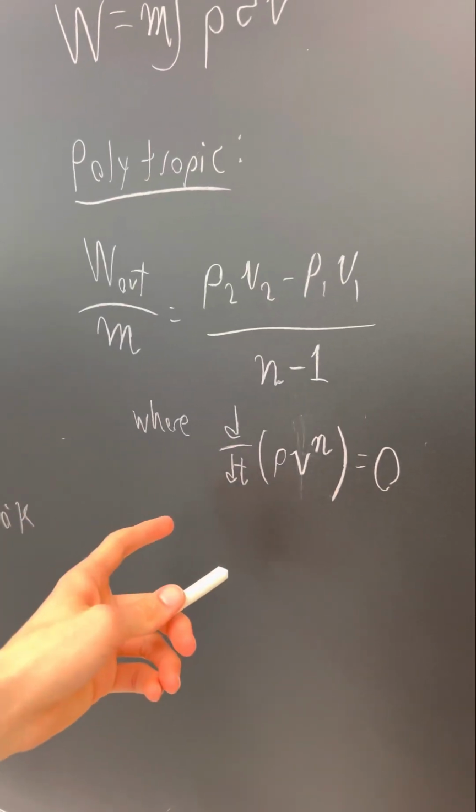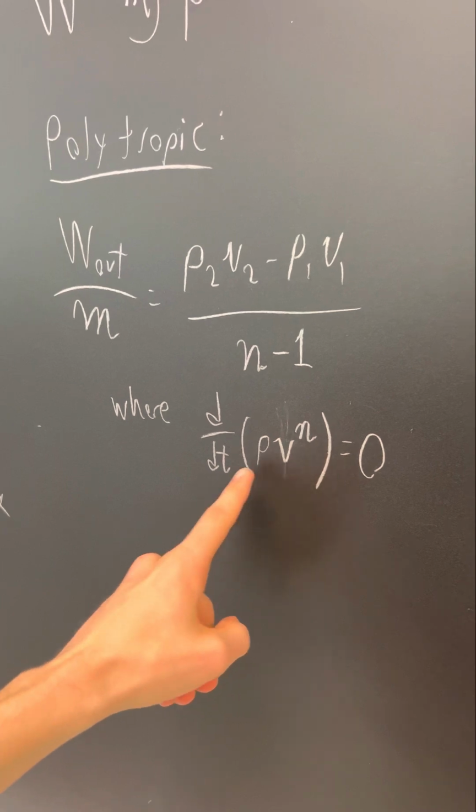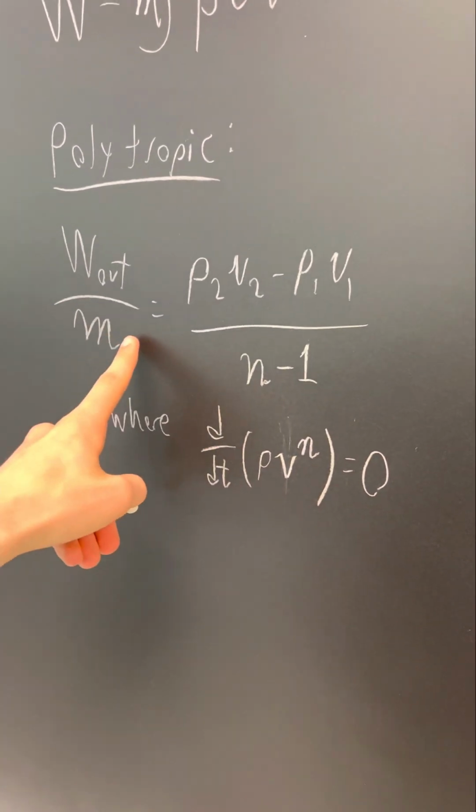We have this one specific instance called a polytropic expansion or compression, where this quantity P V to the N is not changing over time, and we can express the work out using this equation.